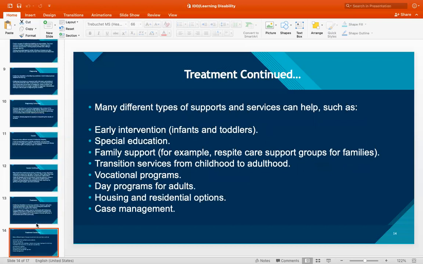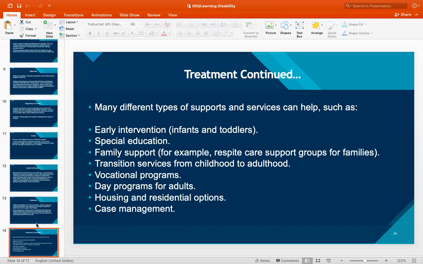Next, we look at treatments. Many types of treatments can be had. Early intervention is one of the things we talked about for infants and toddlers. Special education courses can be added in as well. Family therapy, even if a family needs some respite support, that could be a consideration as well.